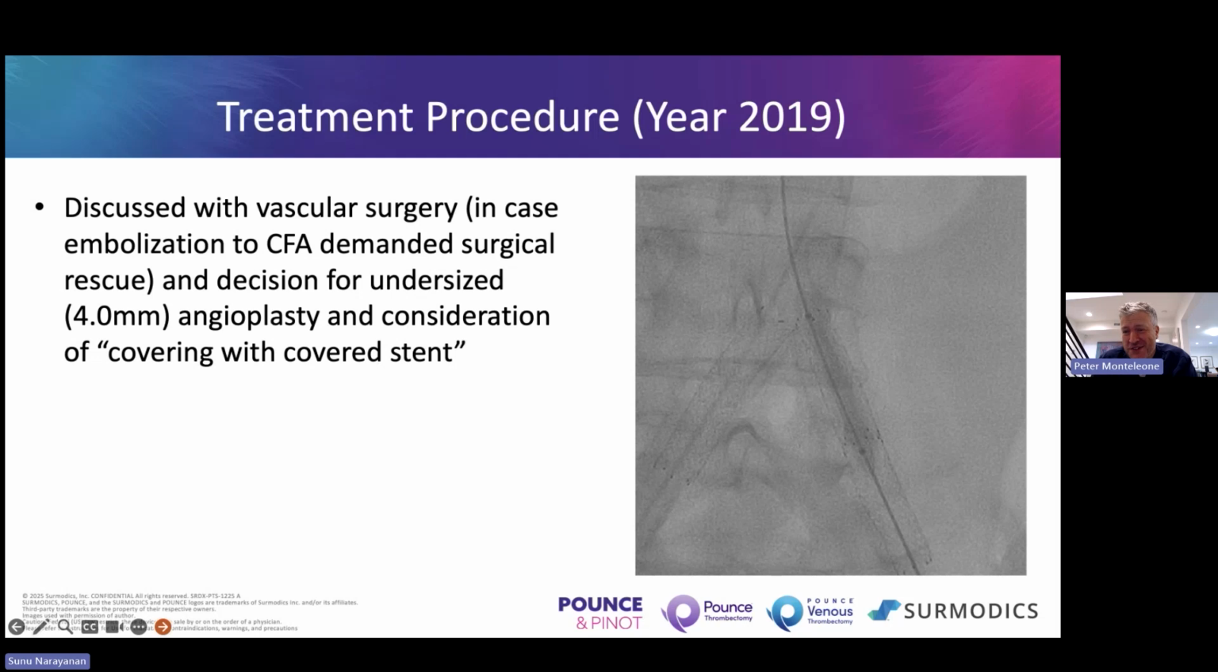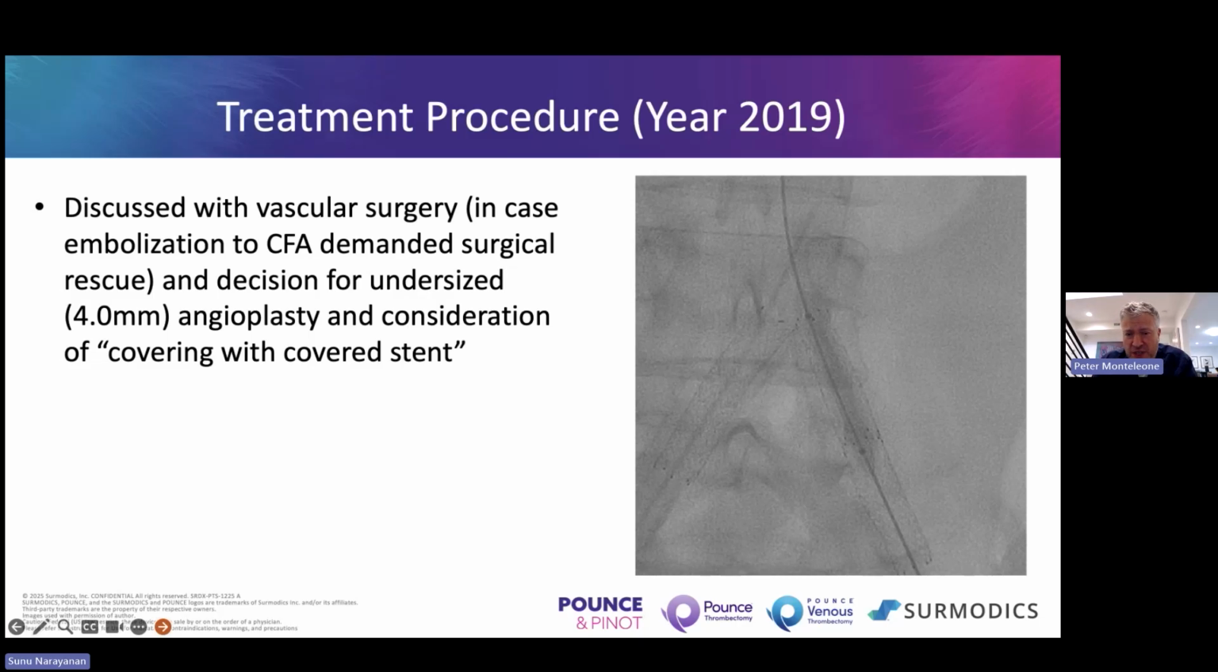I buzzed my vascular surgery buddy and I said, hey, we're kind of running out of tools for this organized stuff. I could try to balloon this. I could try to put a covered stent in here. There's a chance that it's going to embolize. We can do our best and first try an undersized balloon angioplasty, and then we'll think about covering it.